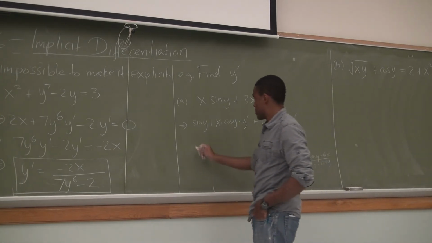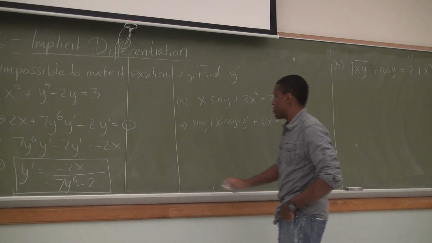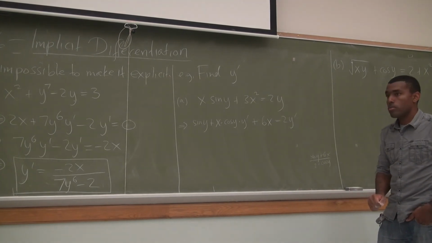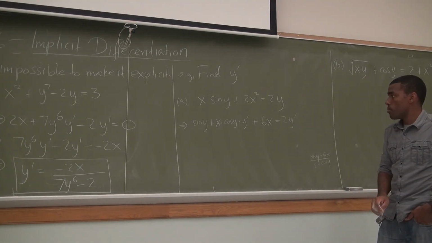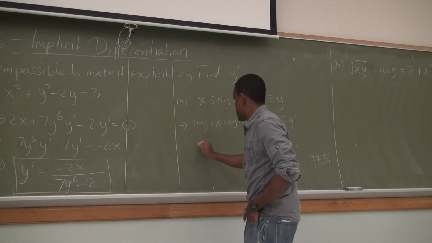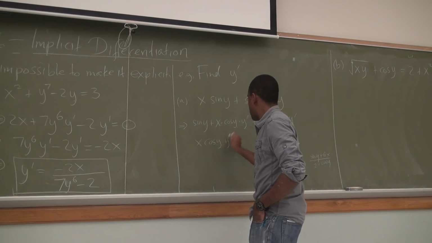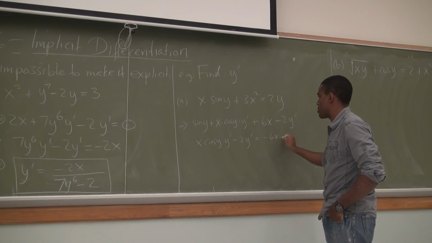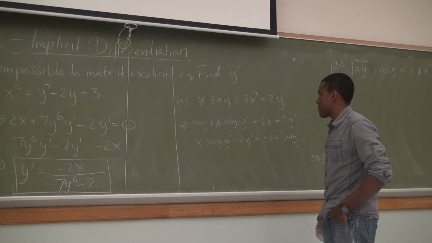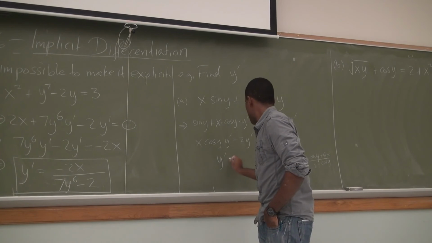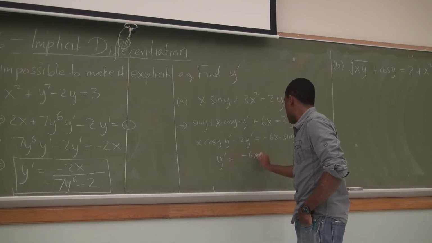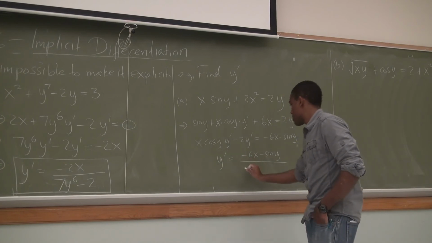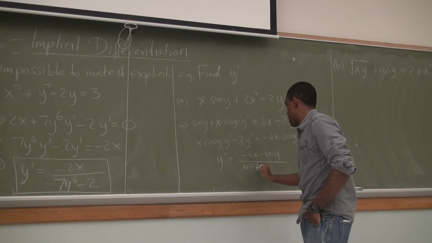It's divided by 2. Now what? Let's subtract the 2y prime to move this over here: x cosine y prime minus 2y prime is equal to, bring these two over, minus 6x minus sin y. And so y prime would be minus 6x minus sin y over x cosine y minus 2.